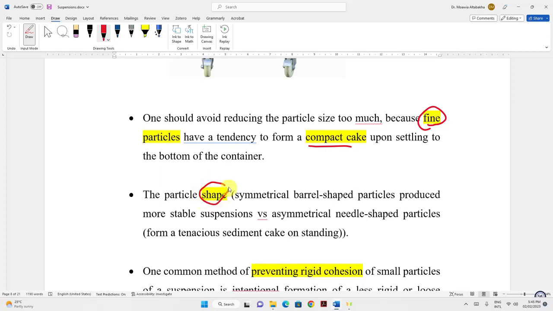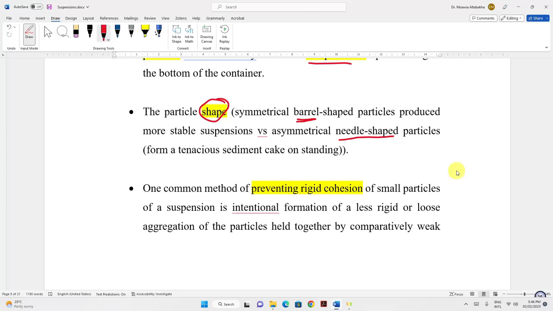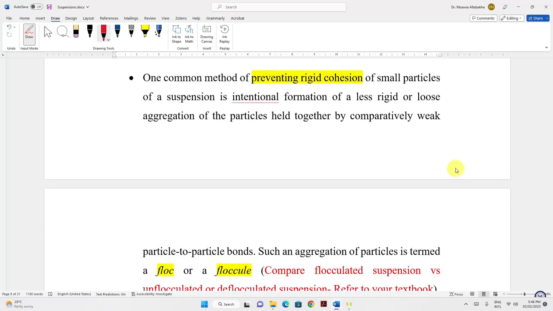Also, the shape is important. They found that when you have the particles as needle shaped, the sediment will be hard, will be tenacious, and it will be difficult to redisperse it. Compare, for example, if you have the particles in the shape of barrels, cylinders, like cylinders, barrels, they will be dispersed better. So size is important, shape is important.